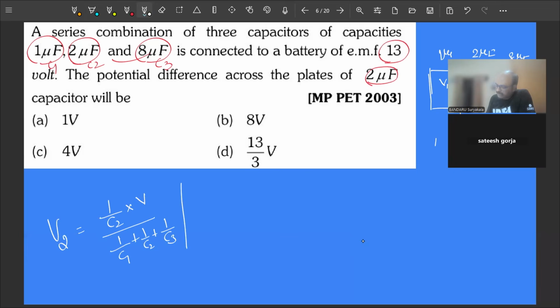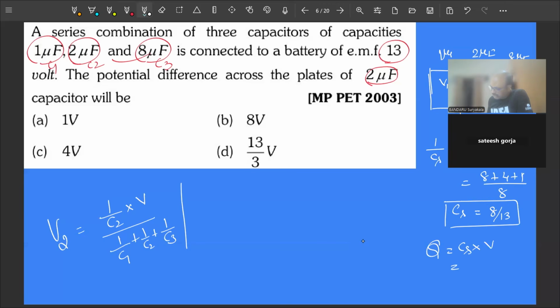Or otherwise, if you take 1 by CS is equal to 1 by 1 plus 1 by 2 plus 1 by 8. So LCM is 8. This is 8. This is 4. This is 1. So CS is equal to, we have 8 plus 4, 12, 12 plus 1, 13. 8 by 13. This is total capacitance, total charge, CS into V. CS is 8 by 13. V they given as 13. 13, 13 get cancelled. Total charge is 8 microcoulomb. This is the total charge.